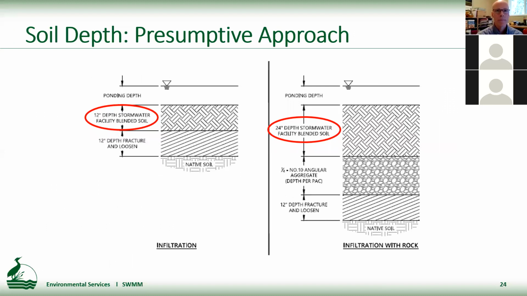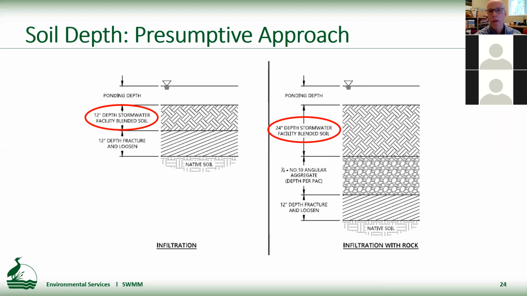Okay, next slide. So under the presumptive approach, first of all, on the left, you can see that's the cross section for infiltration facilities where the blended soil is being placed on top of native soil. And in those cases, again, for plant health, the maximum allowable depth of the imported media is 12 inches. And that's, I guess for obvious reasons, the native soil generally has better water holding capacity and fertility than the imported media.